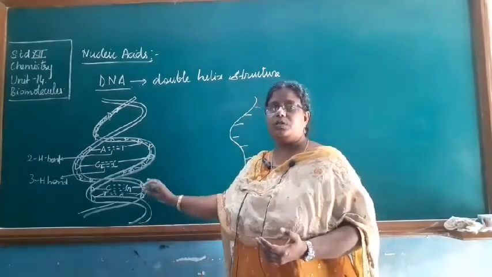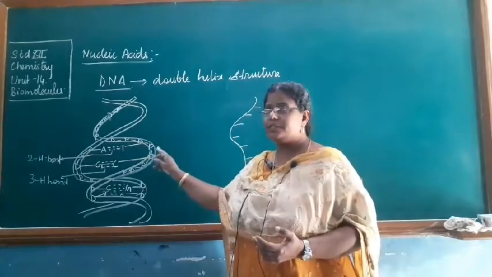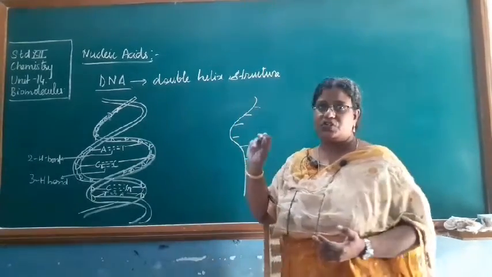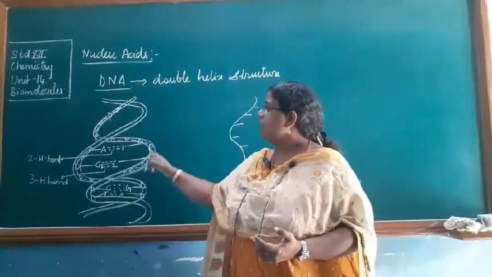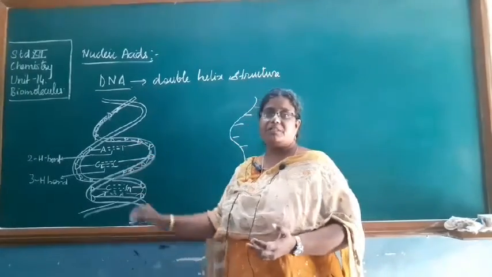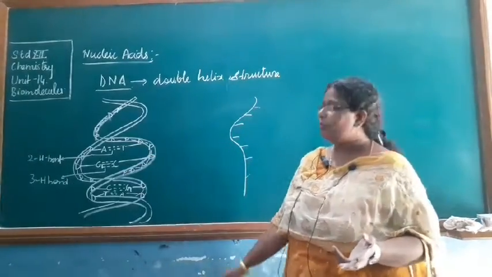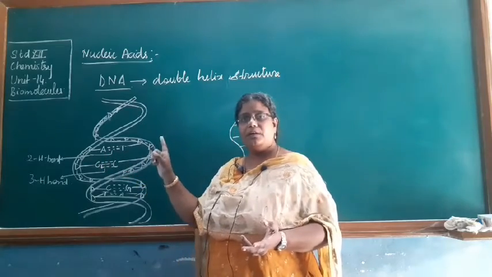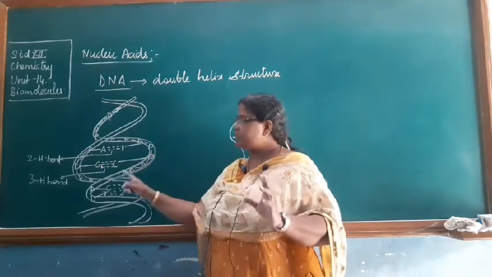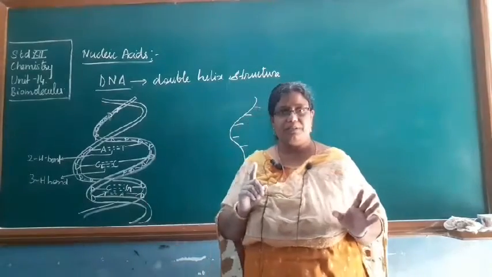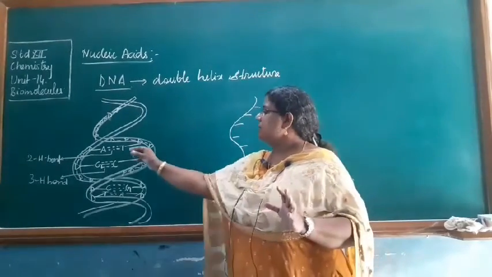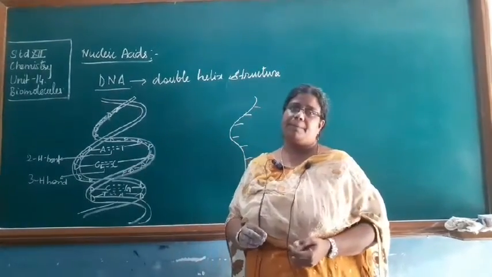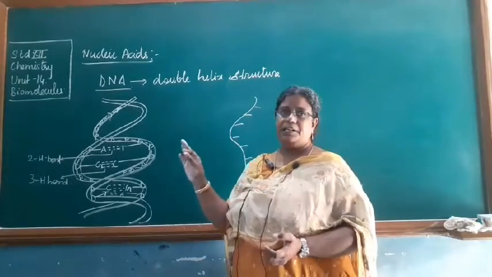DNA, this is how the structure is. There are 2 strands, therefore it is called double helix structure, and each strand will have complementary bases on them. What do you mean by complementary bases? A and T are complementary bases, C and G are complementary bases. Okay, so the arrangement is this way. So this is regarding DNA structure.